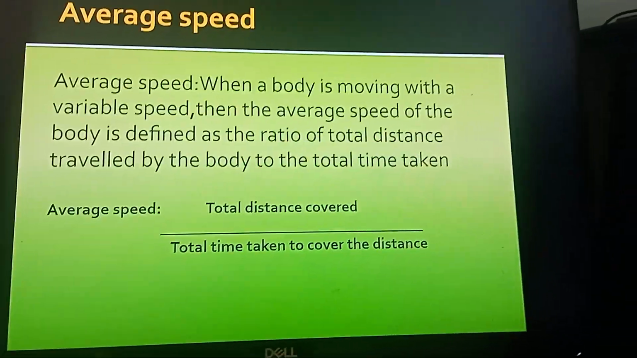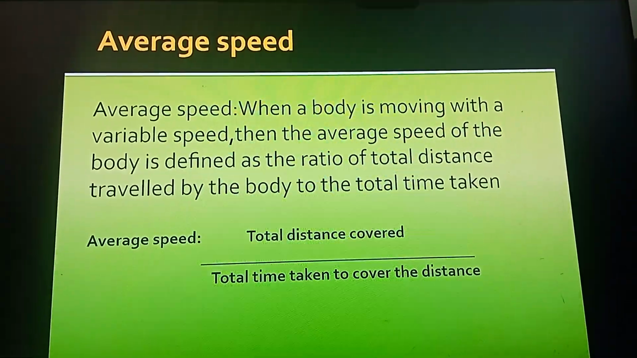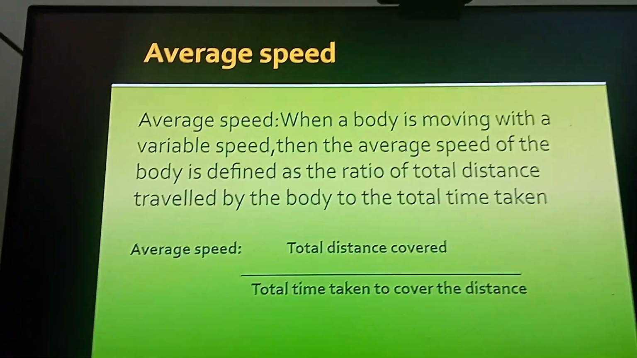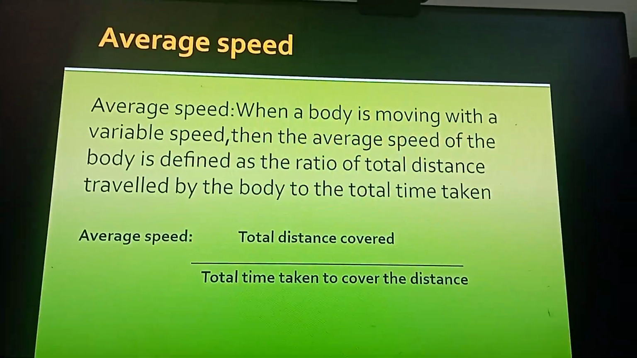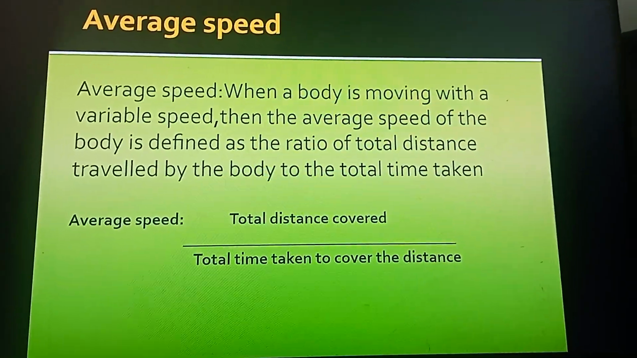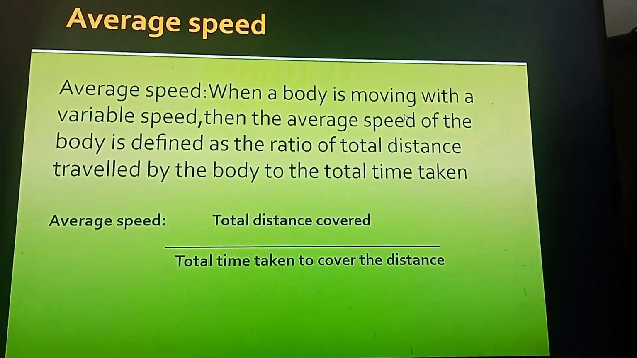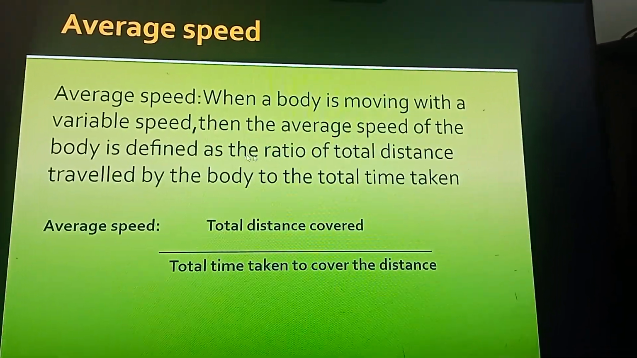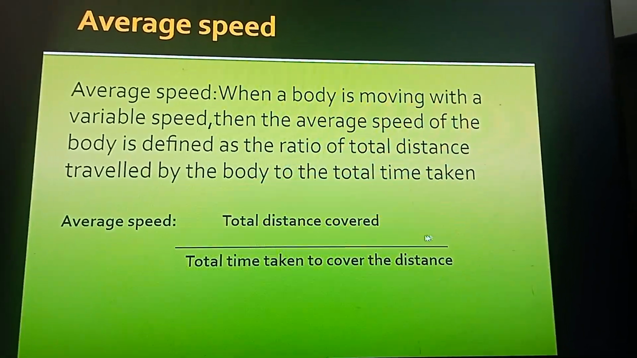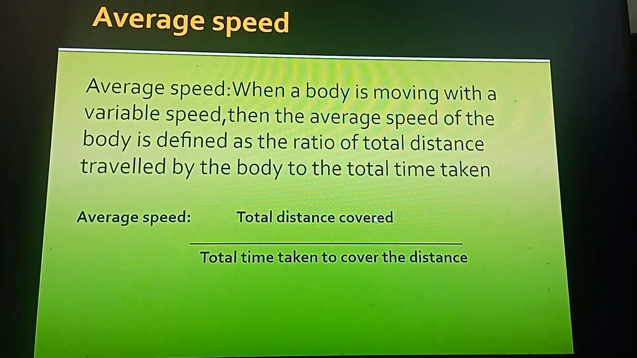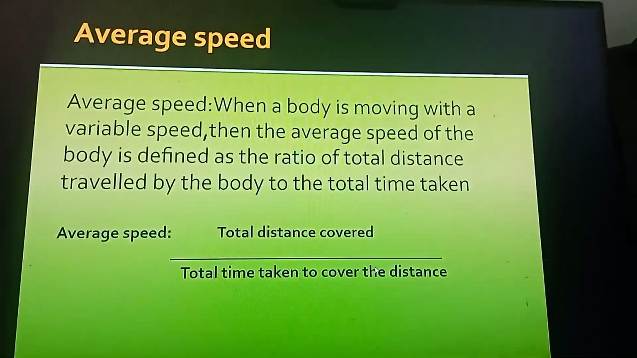Next, average speed. So what is average speed? As you are traveling, if there is no traffic you will go with high speed, right? If there is a traffic jam you will slow down. So on average, the speed you maintain while traveling is nothing but the average speed. When a body is moving with variable speed, the average speed of the body is defined as the ratio of total distance traveled by the body to the total time taken to cover the distance.